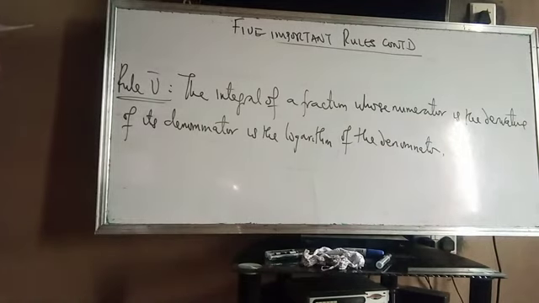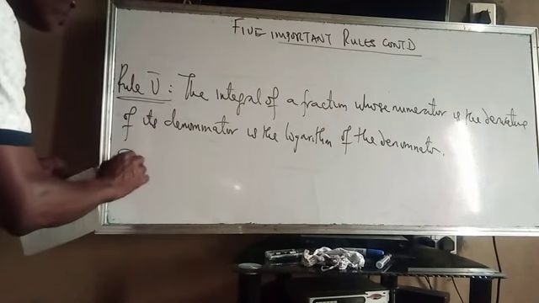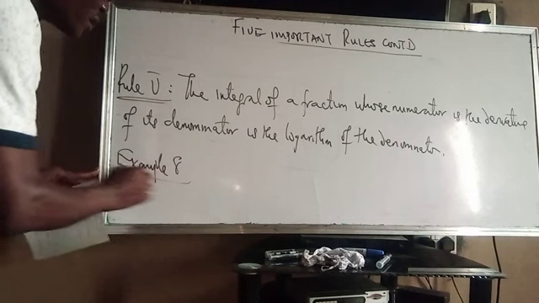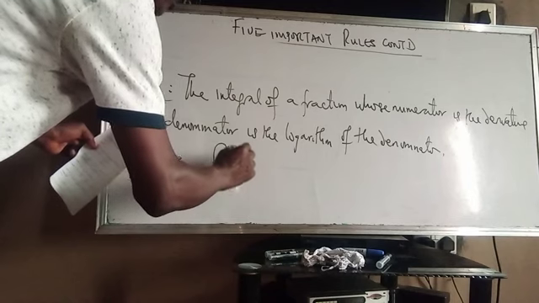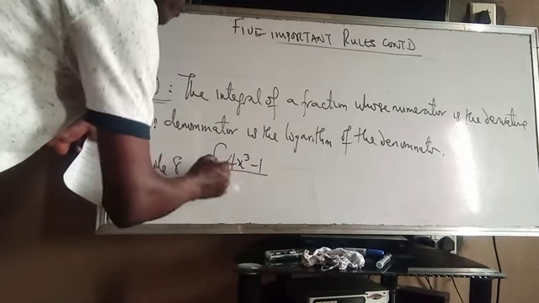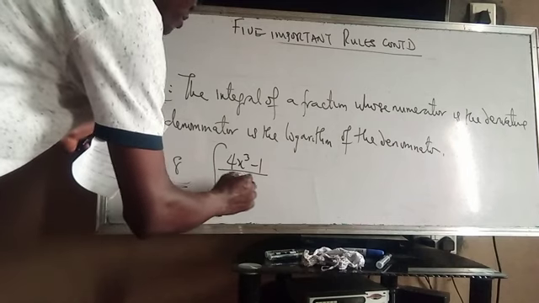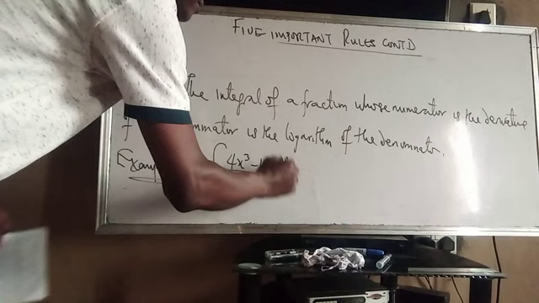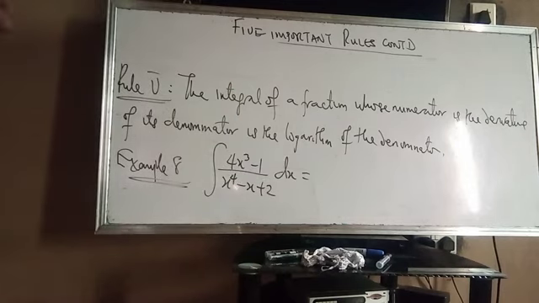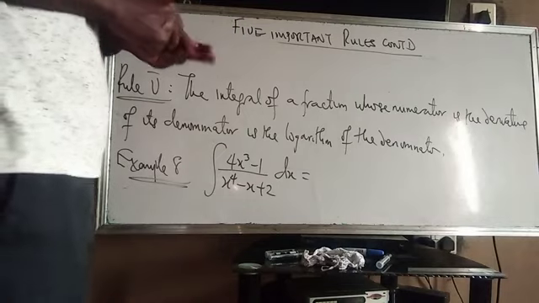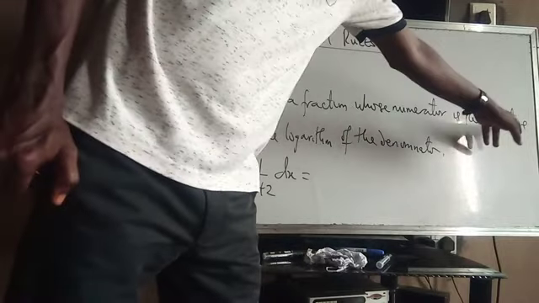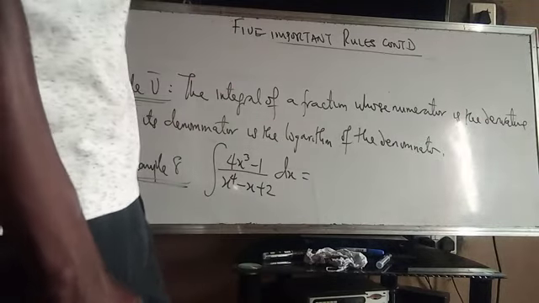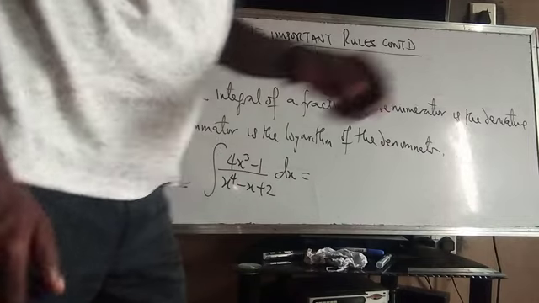So let's just look at an example to illustrate that. Let's just call it something. Integrate (4x cubed minus 1) all over (x raised to power 4 minus x plus 2) dx. Now, look at what this statement says. The integral of a fraction whose numerator is the derivative of its denominator is the logarithm of the denominator.